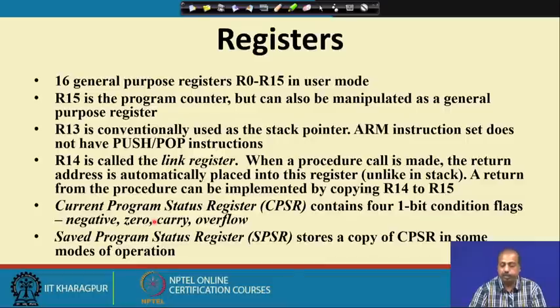The current program status register has 4 condition flags: negative, zero, carry and overflow. There is nothing like auxiliary carry and things like that. It has only 4 bits: negative, zero, carry and overflow. And there is an SPSR register that can save the content of the CPSR register in some modes of operation.